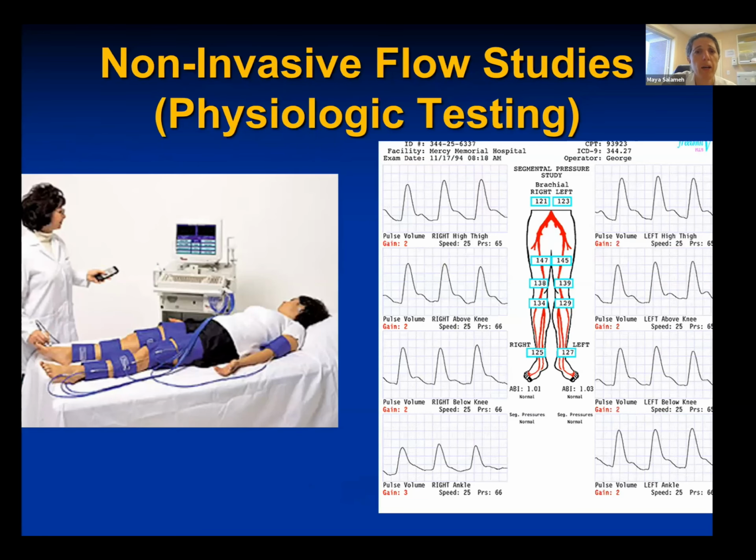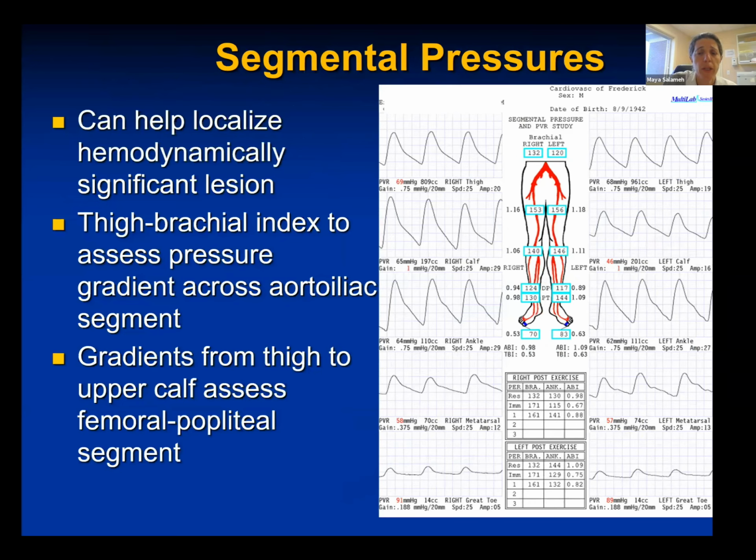In the vascular lab, we also add non-invasive flow studies to the ABI to help us get a better understanding of the degree of PAD that the patient has. And I'll show you just briefly what we're doing in the vascular lab. But essentially, we are measuring ABIs at the ankle, but we also measure thigh pressures and calf pressures, which can help us localize the lesion. Is it more proximal? Is it more in the femoral popliteal segment? Or is it more distal?